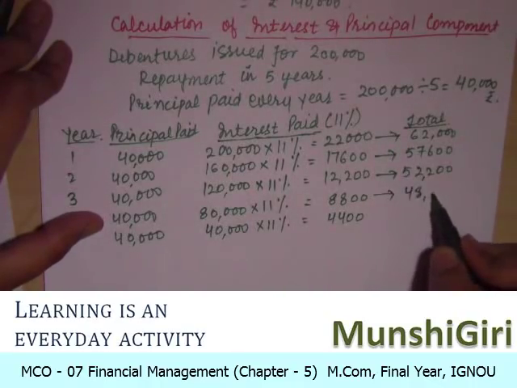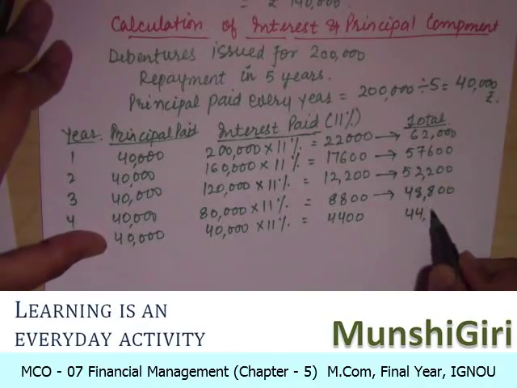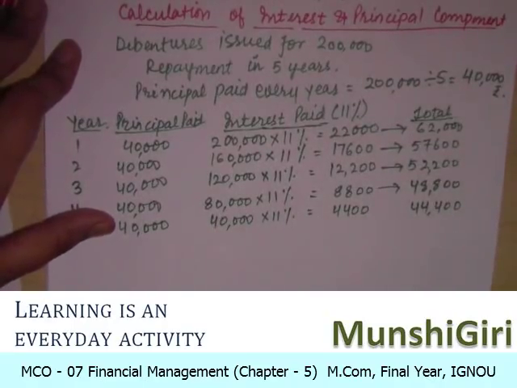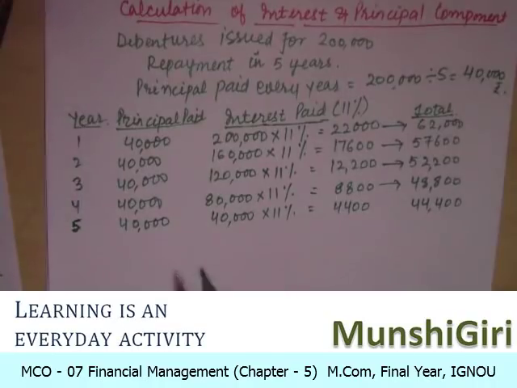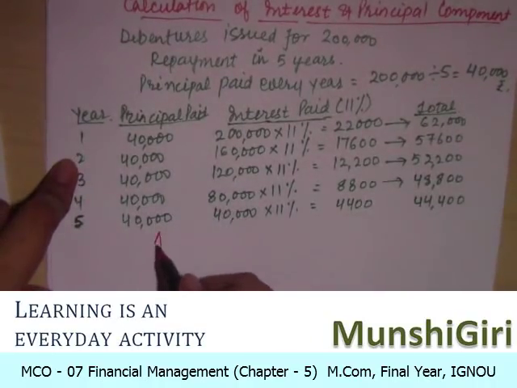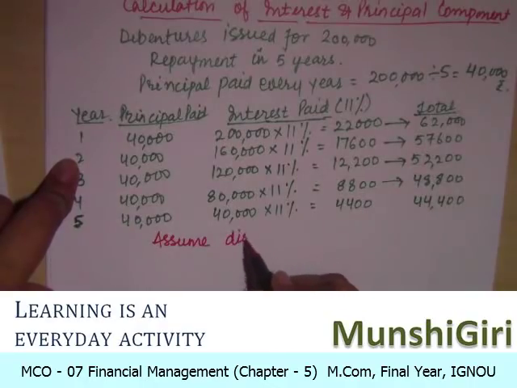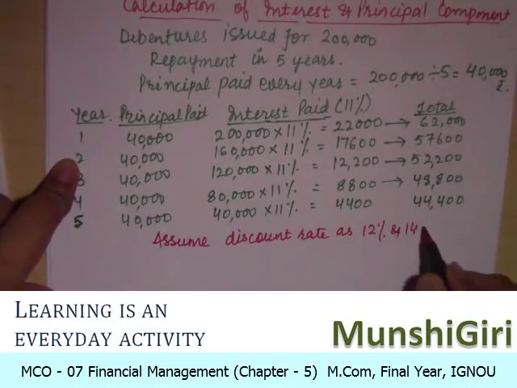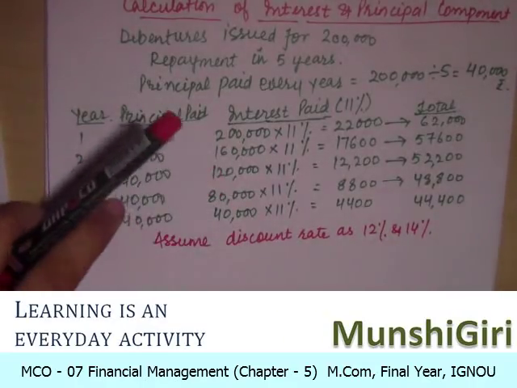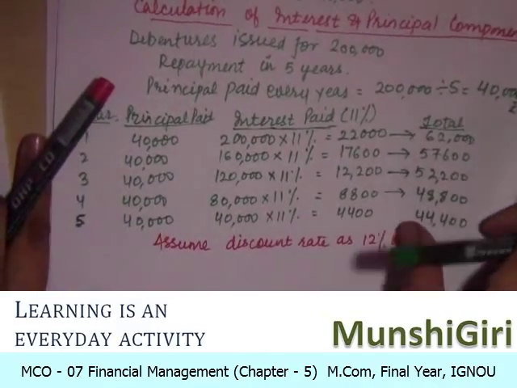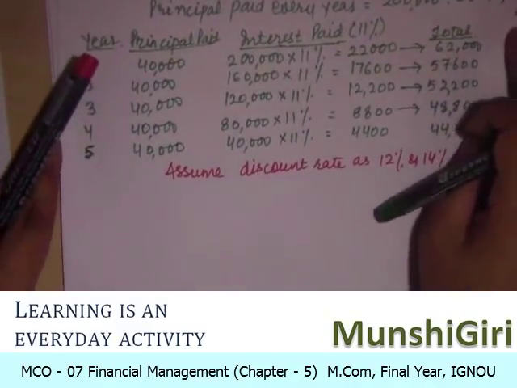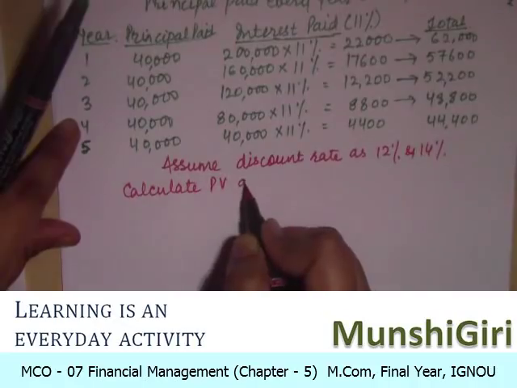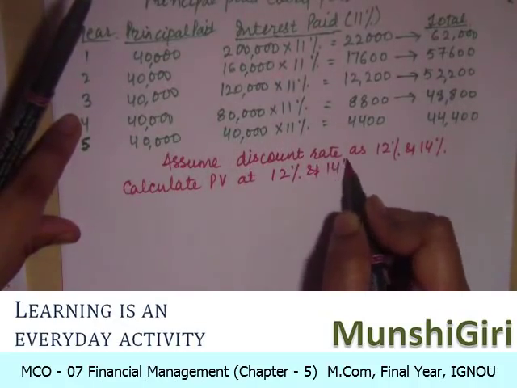This is 48,800 and 44,400. Now let's assume two discount rates as 12% and 14%. Now we'll calculate the present value at 12% and 14%.